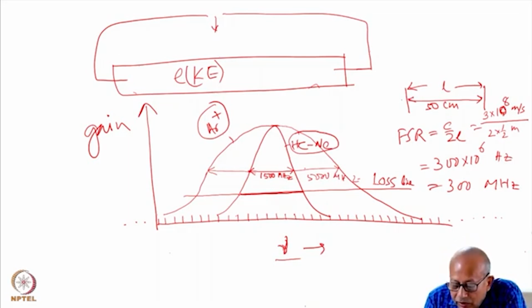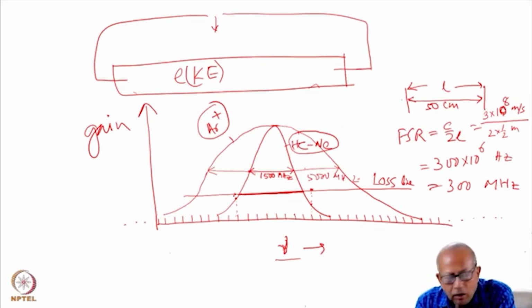Because you see, if you go outside this, for example, this cavity mode lies outside the lasing window. Its gain is this much and loss is more, so this cannot lase. Or if you see this mode, which lies just outside the lasing window, its gain is this much and loss is this much. So this cannot lase. So only those modes which lie within the lasing window will be able to lase.